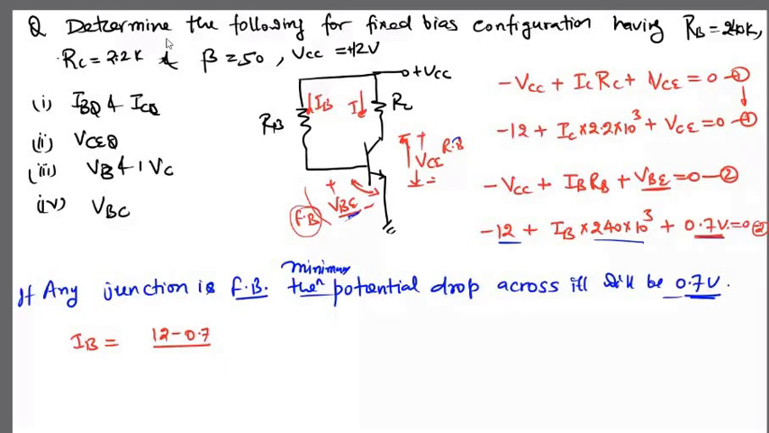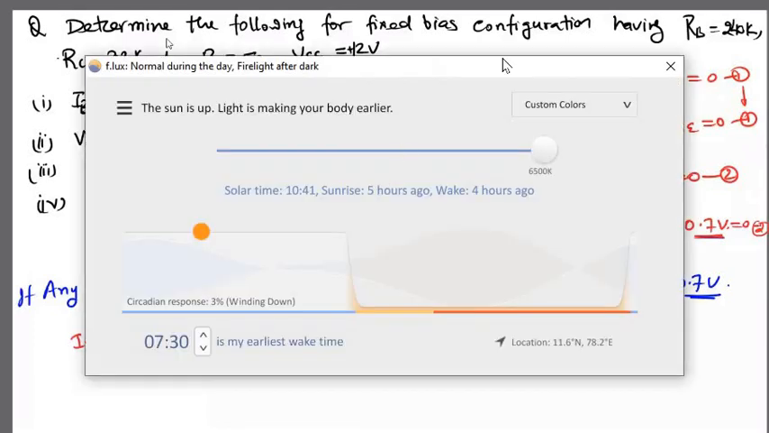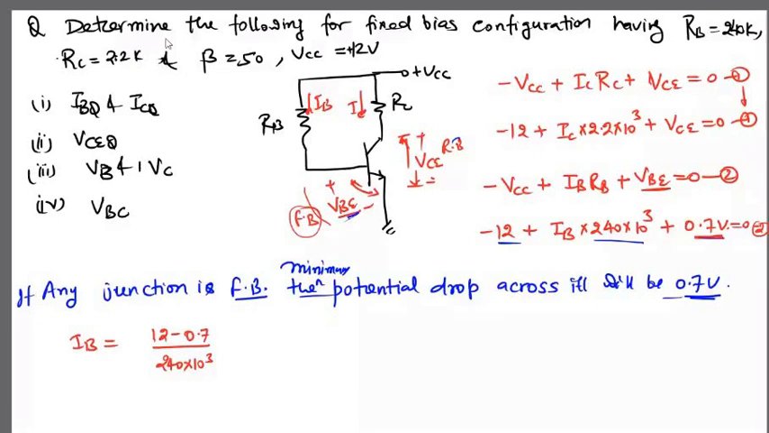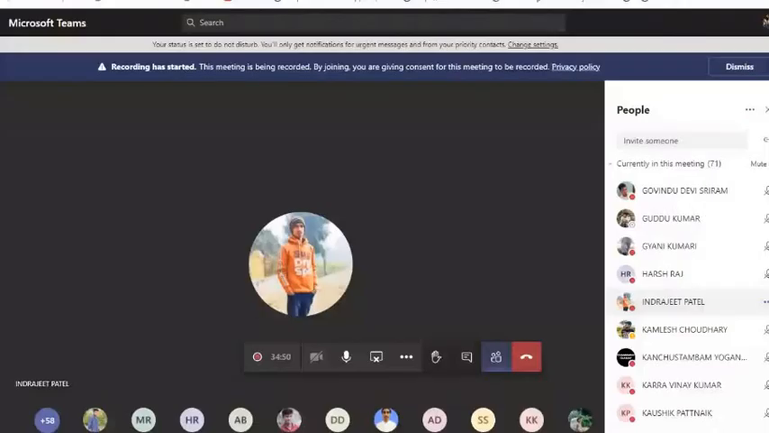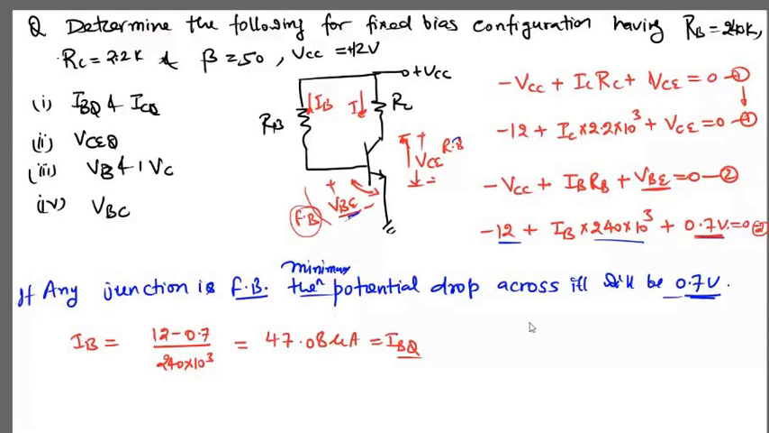Okay, fine. And it is 240 into 10 raised to the power 3. So if you calculate this, this will be 47.08 microampere, and this is IBQ. Fine. So the first term is done.